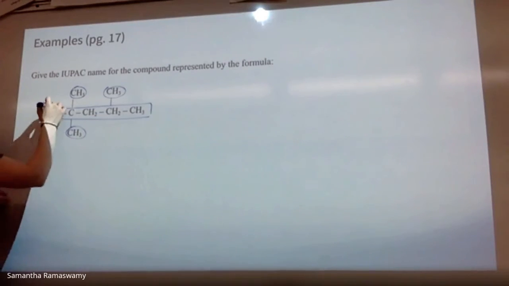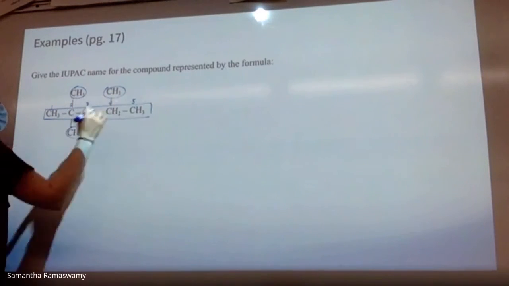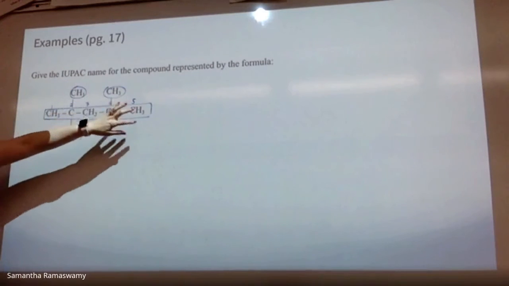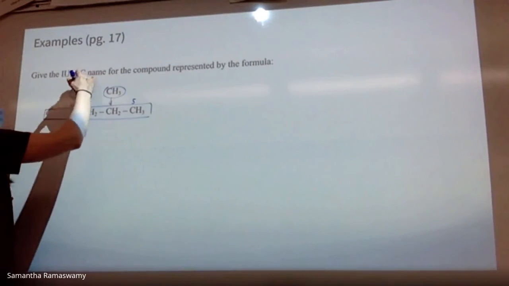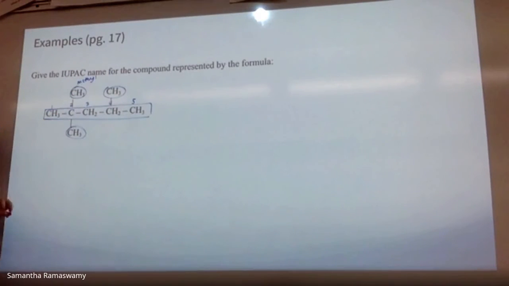I'm going to actually choose to number this way. Here's why. Because this way, 2 of my methyl groups have the number 2. If I went the other way, 2 of the methyl groups would have the number 4. You want the lowest numbers possible. Now, all 3 of these are methyl groups.